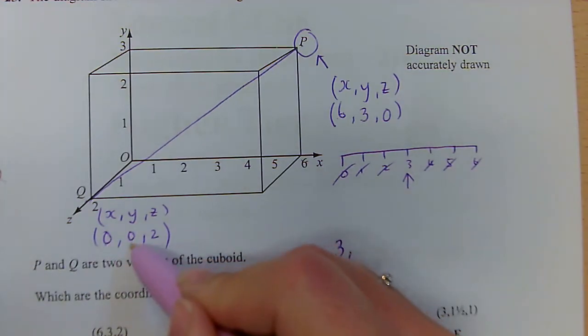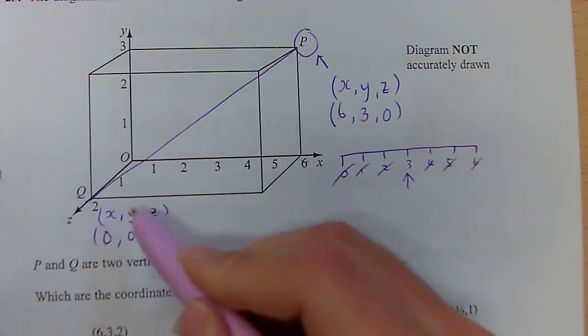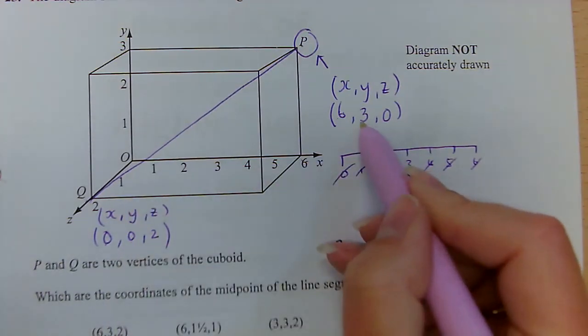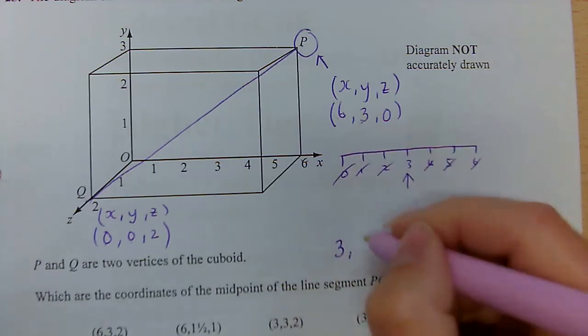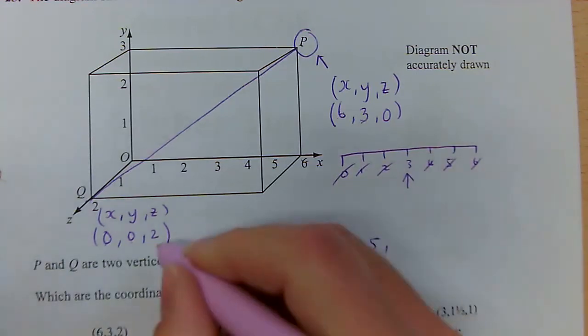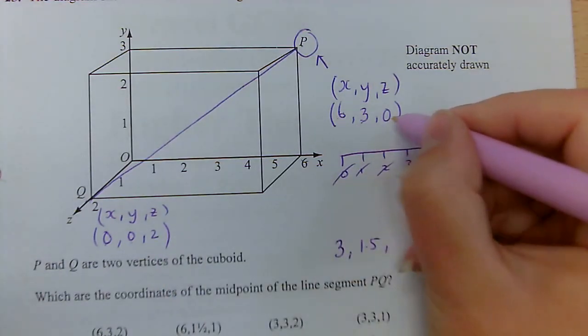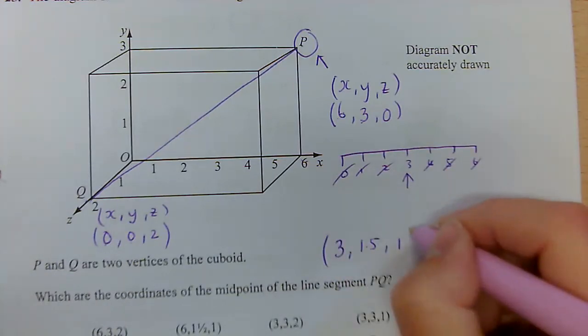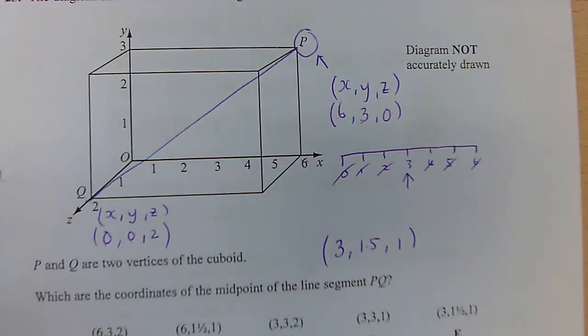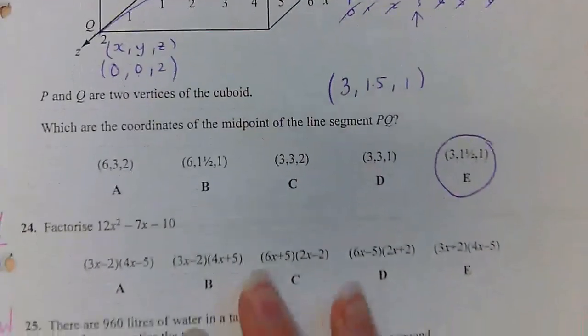Let's do the mean or the average for each one, okay, rather than the number line method. 0 plus 3 is 3. Half it, we get 1.5. 2 add 0 is 2. Half it, we get 1. So we're looking for 3, 1.5, 1. It's going to be this one, okay? So we're just looking for the halfway.